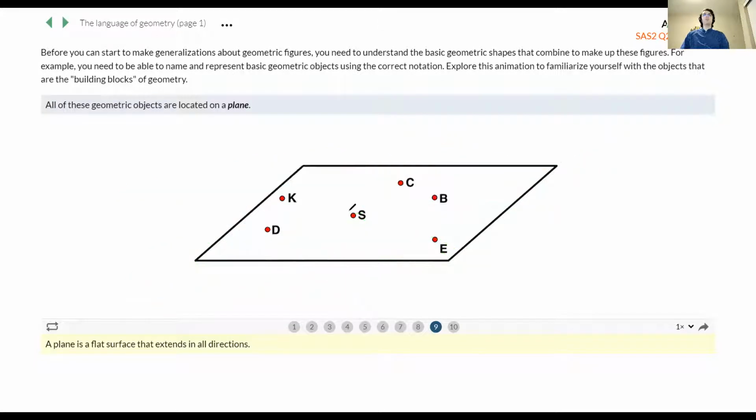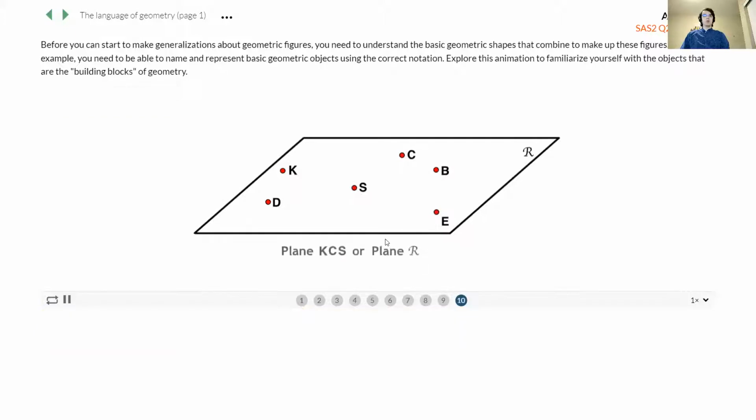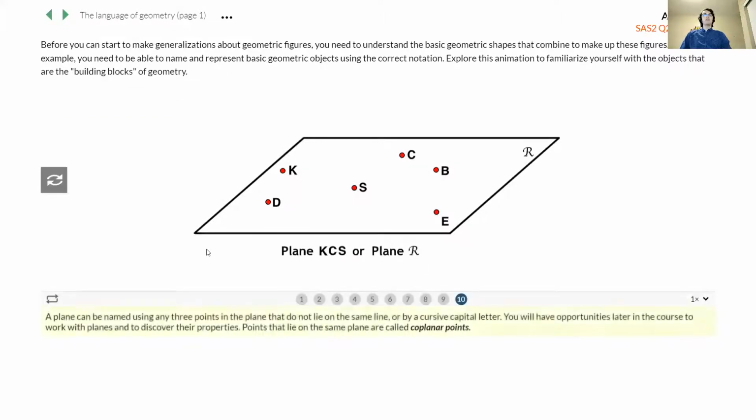So I only need 3 points to build the plane, but the 3 points I pick have to be special. They have to be non-collinear. So KCS is a really good choice because those 3 are non-collinear. I can construct the 3 directions I need to go in to build the plane. Now, I can also name it with a single cursive capital letter. I can't name it with a single point like I would like to, but I can do that by using just one letter. I have to assign it that letter though.